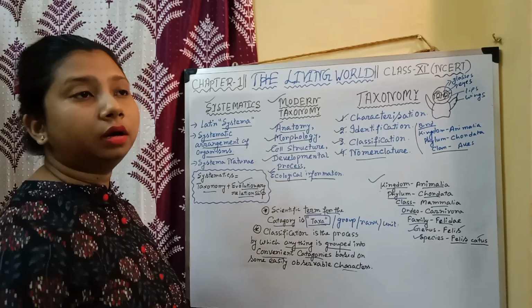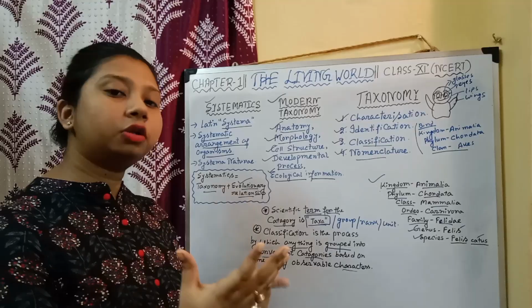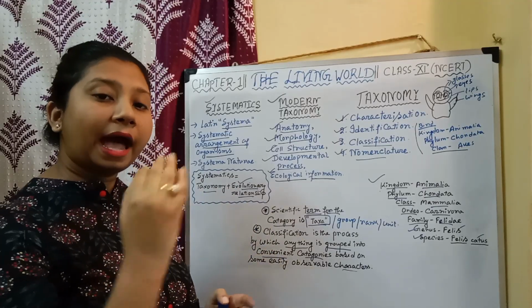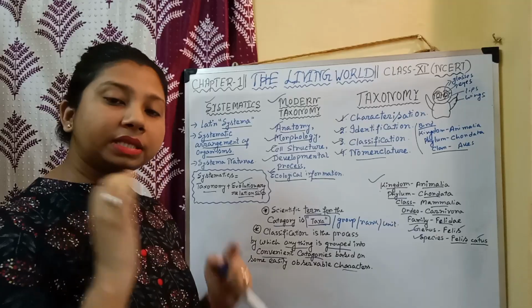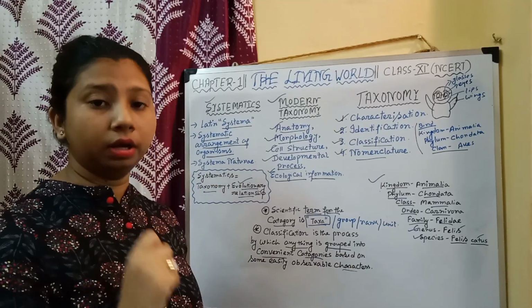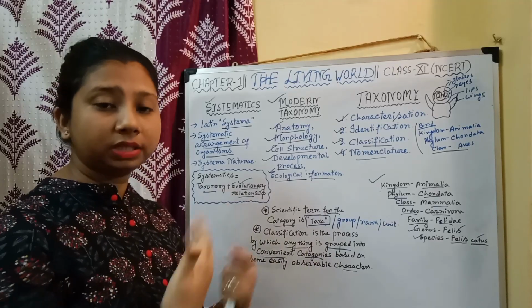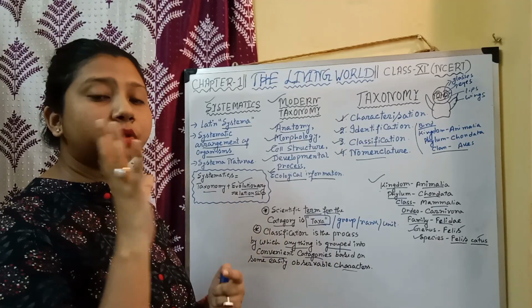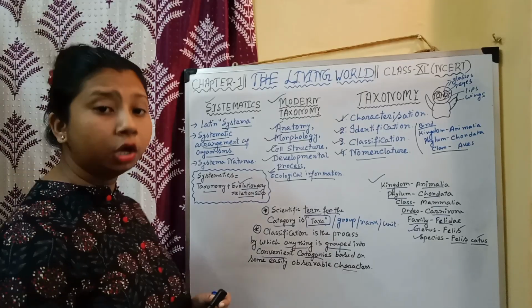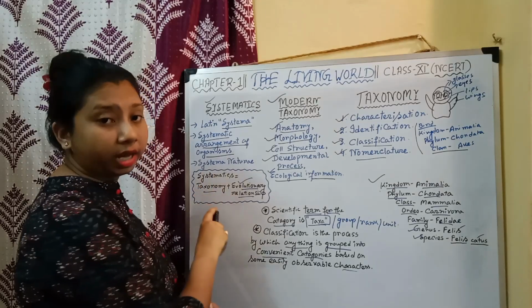Suppose humans are mammals, and a donkey is also a mammal. Correct? As we both are mammals, we must have some evolutionary relationship. We must have some common ancestor. So that evolutionary relationship we have to consider while studying systematics along with taxonomy.